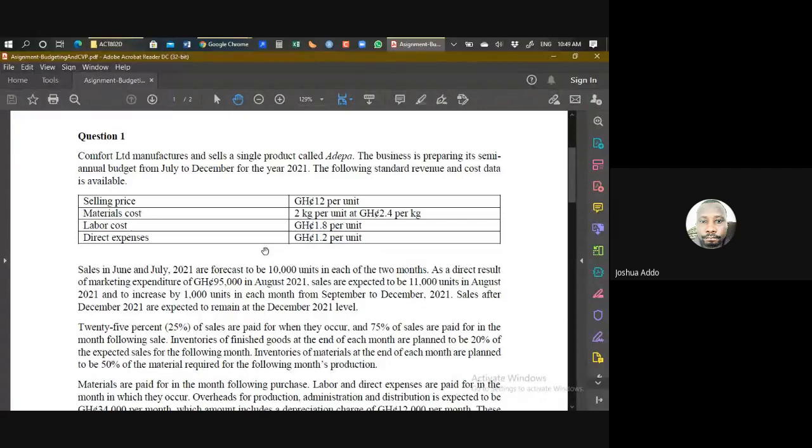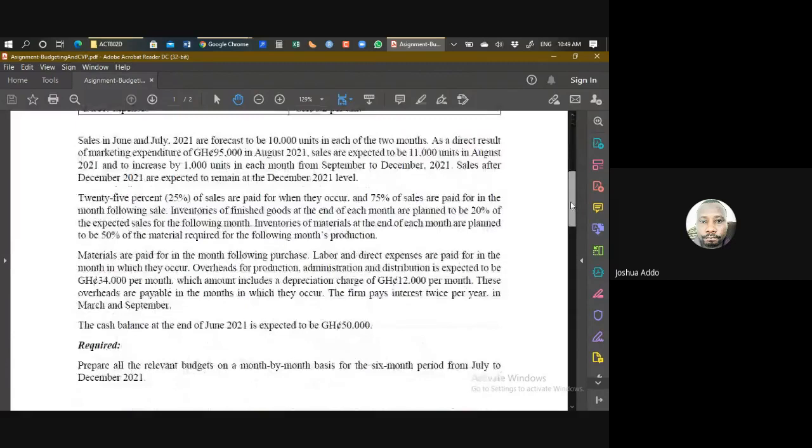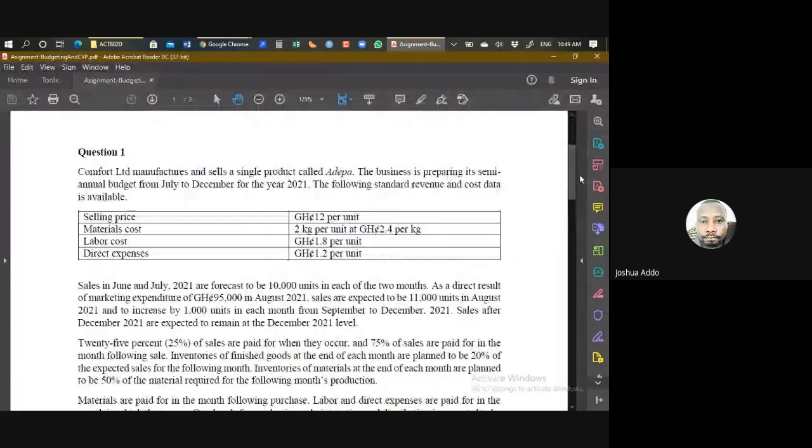Okay, so we should be done with reading through the question. So now, let's see how the solution goes. All the relevant budgets should be prepared for this particular business. If you read through the question very well, you can note that they have given us sales forecasts. And from your reading, you should have determined that we use the sales forecasts to prepare our sales budget.